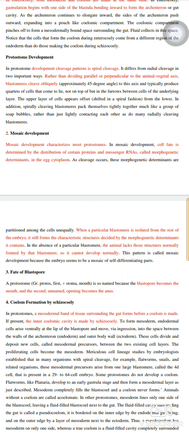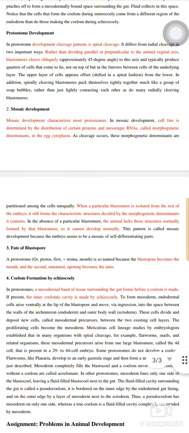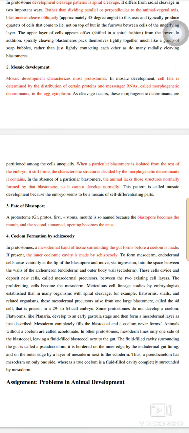In deuterostomes, the fate of a cell depends on its interaction with neighboring cells, unlike what is found here, where the fate of the cell is determined by the distribution of certain proteins and messenger RNA called morphogenetic determinants in the egg cytoplasm. Also, for the protostome, when a particular blastomere is isolated from the rest of the embryo, it still forms the characteristic feature decided by the morphogenetic determinant it contains.